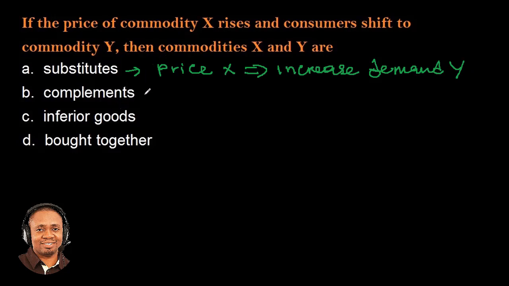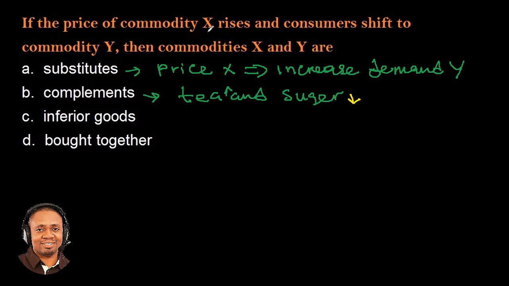Complement. What do we mean by complement in economics? Complementary goods are those goods which are used together. Say for instance, you have tea and sugar. So these goods are taken together. So if the price of tea goes up, it's going to reduce the demand for sugar.